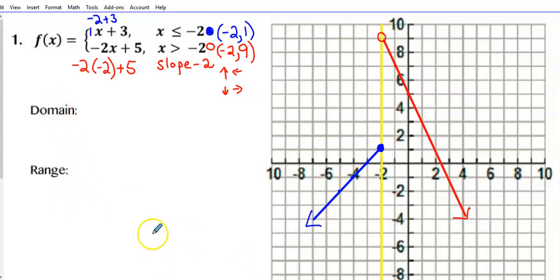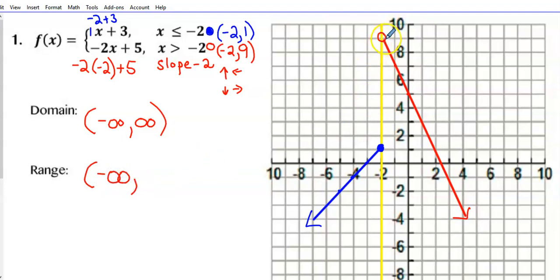Okay, now we're asked for the domain and range. Well, this one happens to go to the left forever and to the right forever, and it doesn't miss any points. So the domain for this one is all real numbers or negative infinity to positive infinity. What's the range? It does come from negative infinity, so I can start with that.